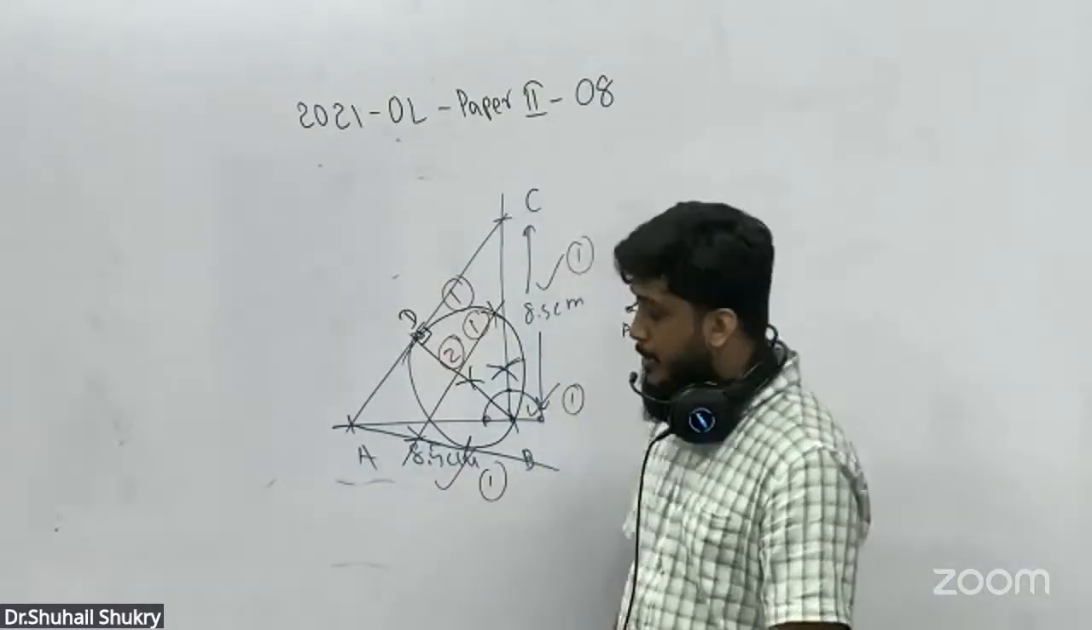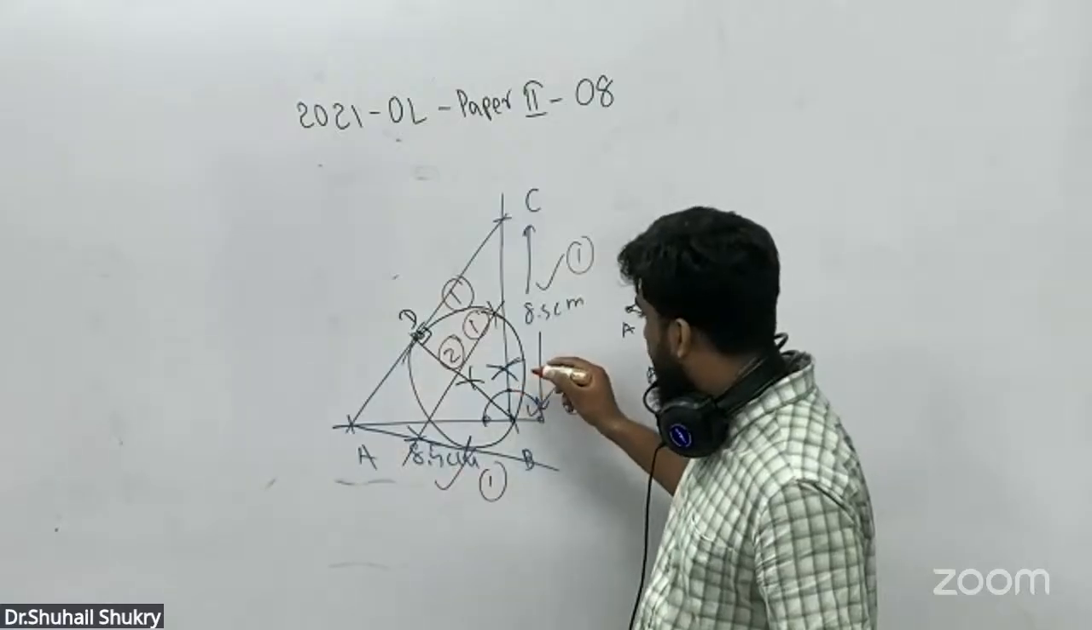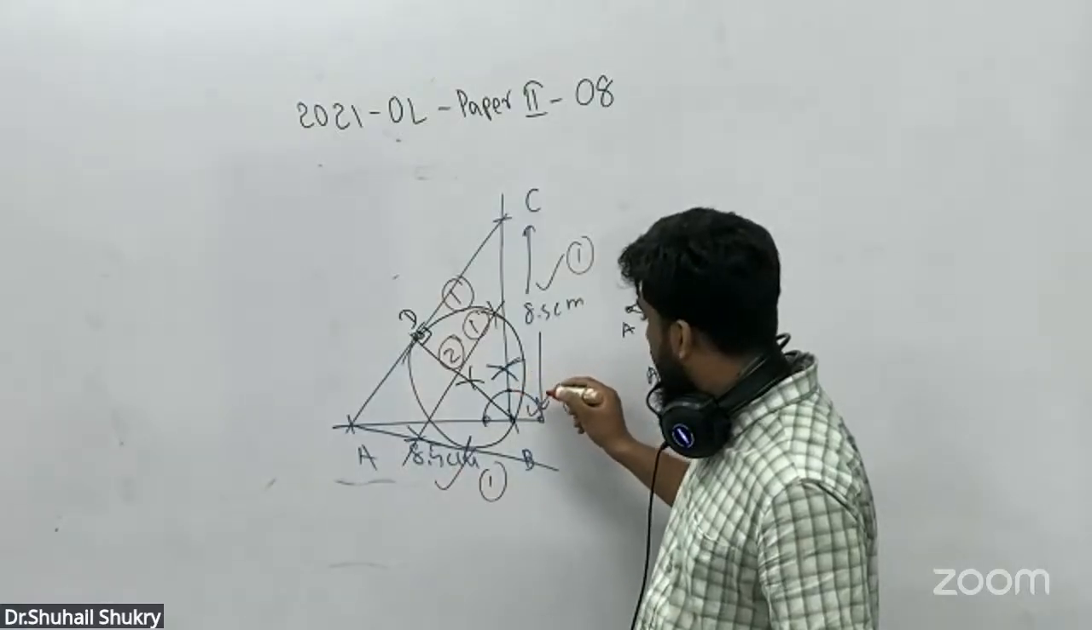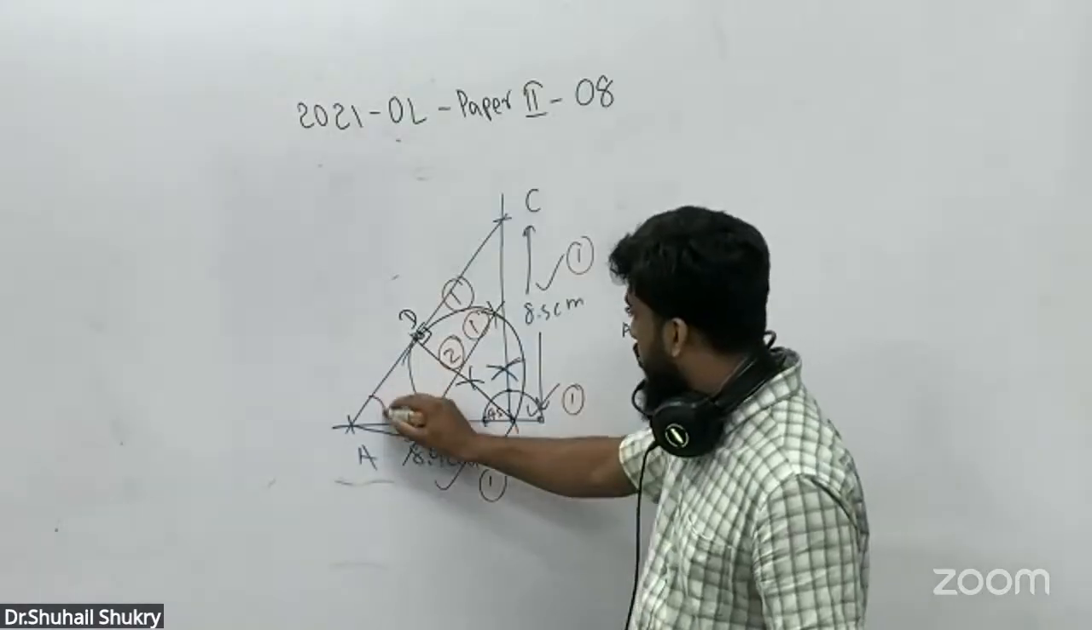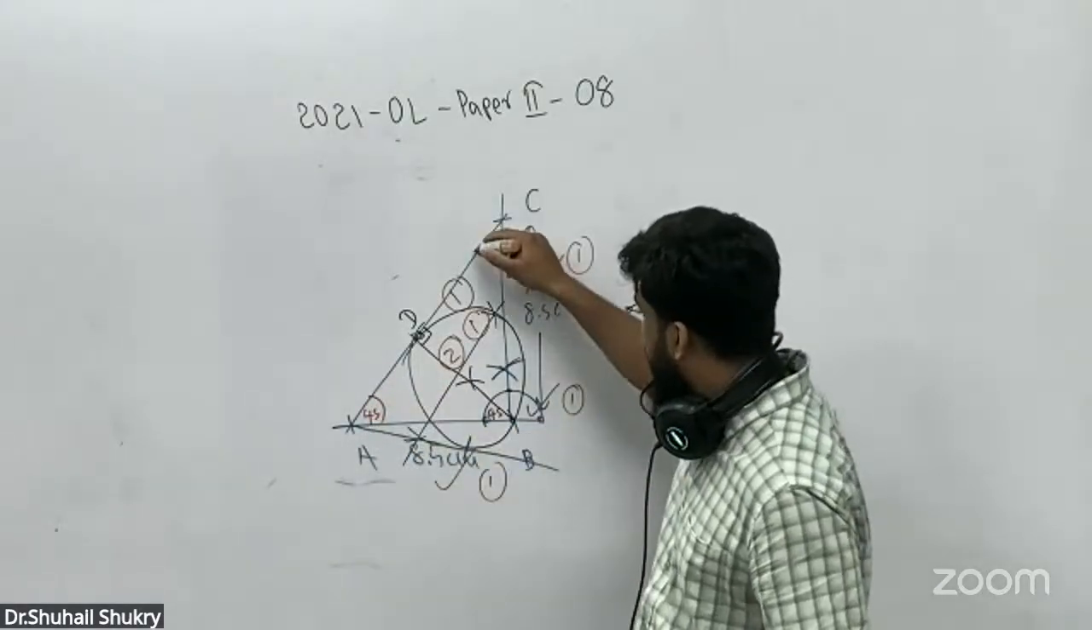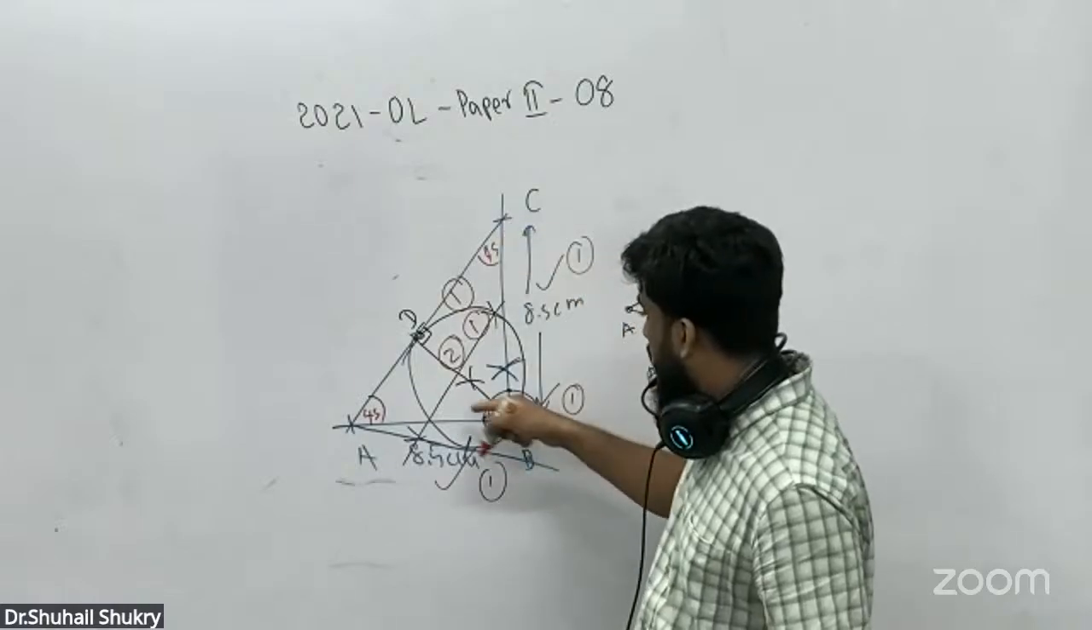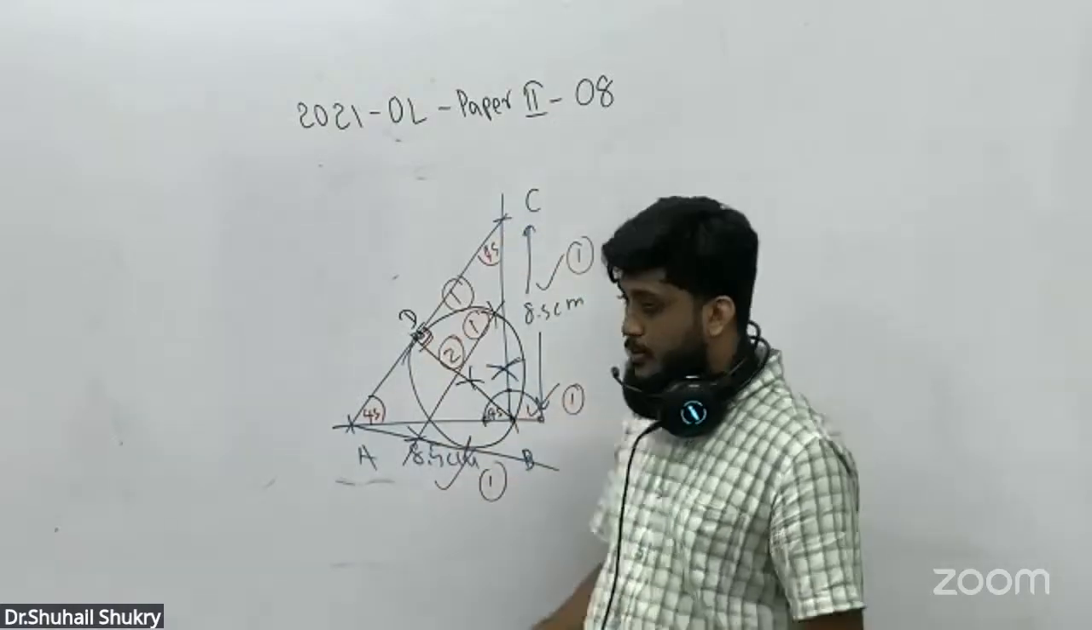And for telling, now ADB 90 you have to tell. So you have to tell ABD 45. You know this one is 45, ABD. This one is 45, you know. This one also how much? 45, because isosceles triangle. These 45, these 45, therefore these 90 you have to tell.